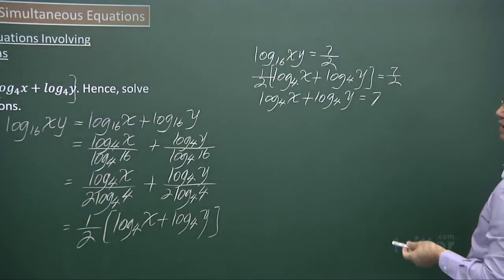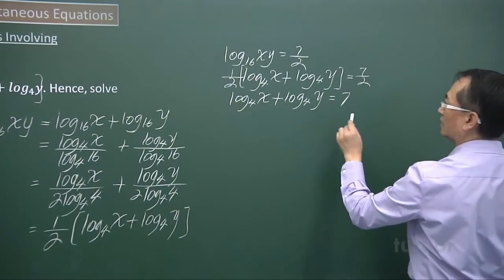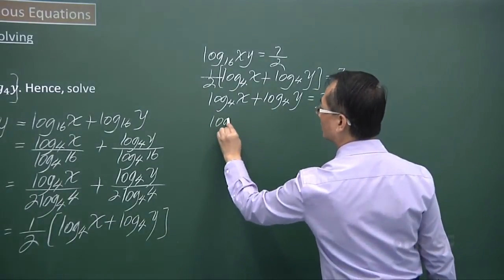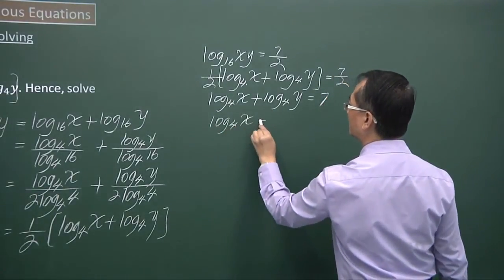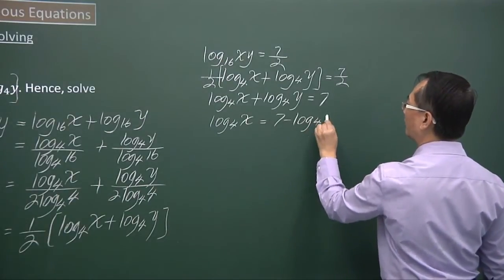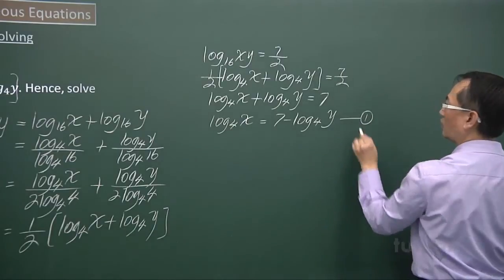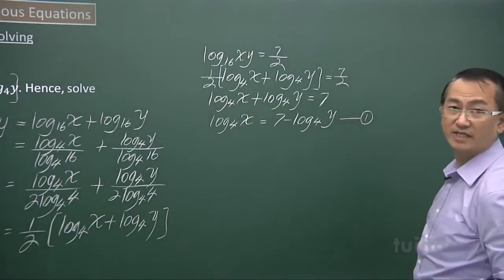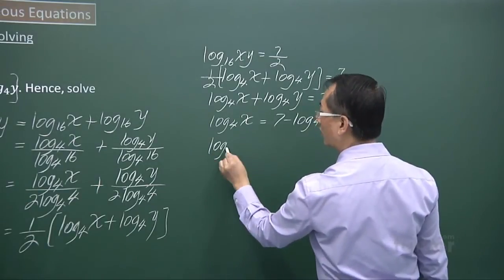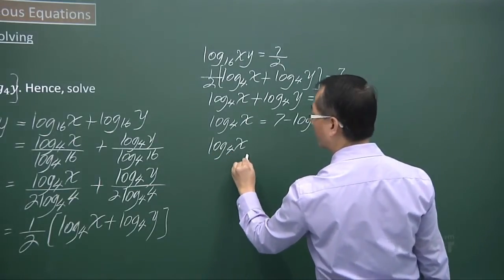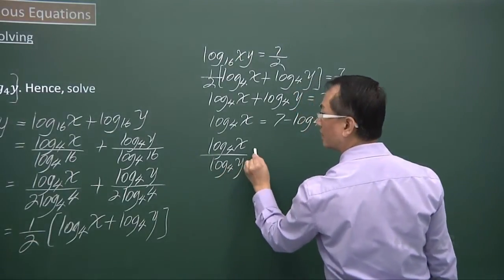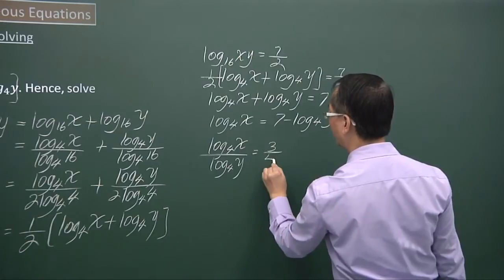So that will be the first equation. But I can make log base 4 of x the subject, then I will have 7 minus log base 4 of y, equation 1. As for the next equation, log base 4 of x over log base 4 of y equals 3 over 4.